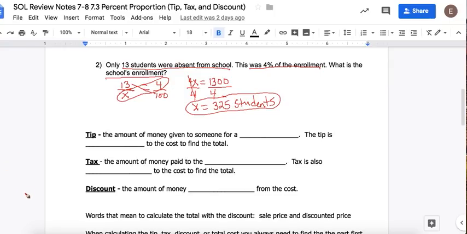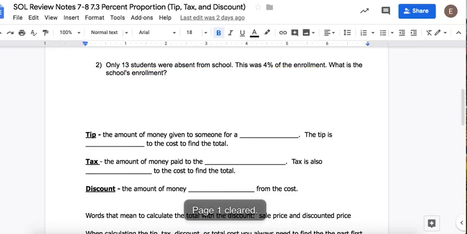Okay, now we're going to talk about tip, tax, and discount and what those mean and how to calculate it. So we're still going to use the part over whole equals percent over 100. And I'm also going to show you another way that you could use to solve it, which is the more practical way if you were in a restaurant.